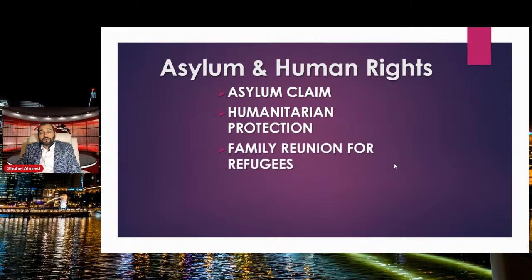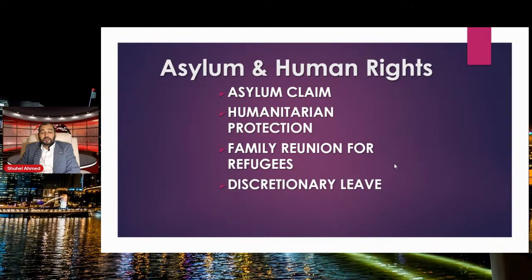Family reunion for a refugee: if someone is recognized as a refugee under Article 1 of the UN Convention 1951, then their family, including their wife or husband or their children, can come to the UK under the family reunion route. But what they need to prove is that they were a refugee and their family was left behind in their home country when he left, or when he was forced to leave his home country. That is the family reunion route.